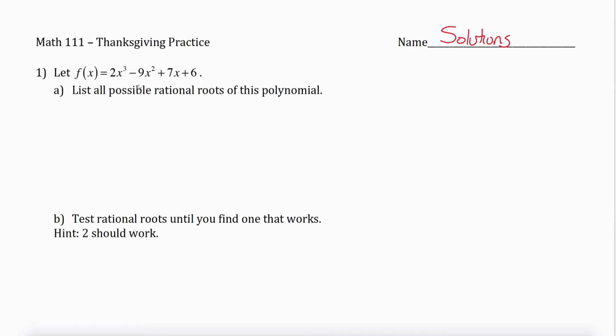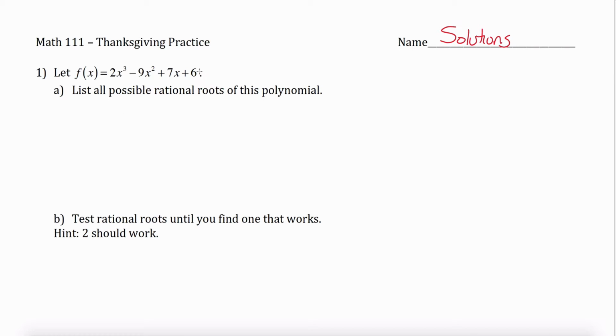There's two problems here. In the first one, you were given this third degree polynomial, and you're asked to list all possible rational roots. So what rational numbers could possibly be a root of this polynomial? Well, possible rational roots always take on the same form. They are factors of the constant term divided by a factor of the leading coefficient.